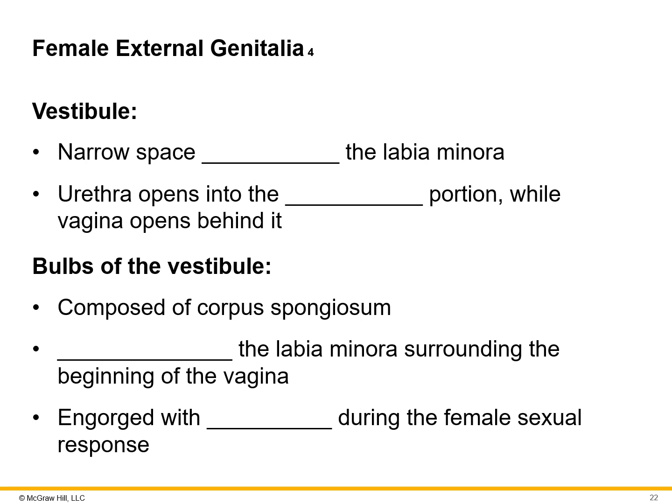Then we have the vestibule. The vestibule is the narrow space between the labia minora. This is where the urethra is going to open in the front portion, whereas the vagina is going to open in the back portion. And then the bulbs of the vestibule are going to be composed of corpus spongiosum, so it's very similar to the erectile tissues in the male. This is located beneath the labia minora, surrounding the beginning of the vagina, and it's going to be engorged with blood during the female sexual response, which we'll talk about in the next section.